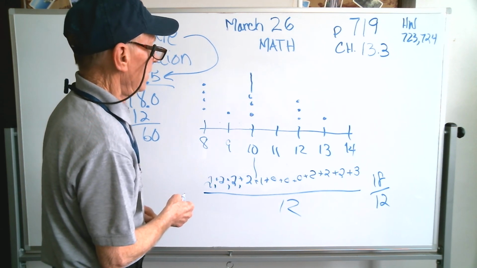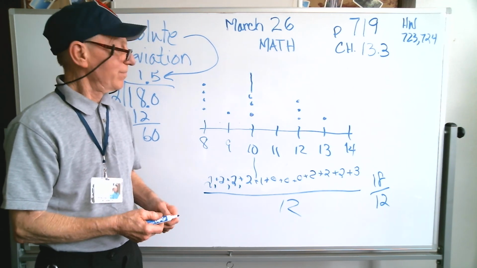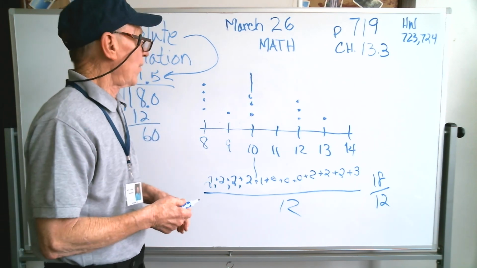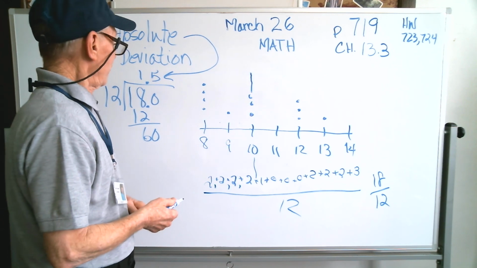It would be 10.5 would be the median. So we're looking for the average of all those numbers added together and divided by however many numbers there are.